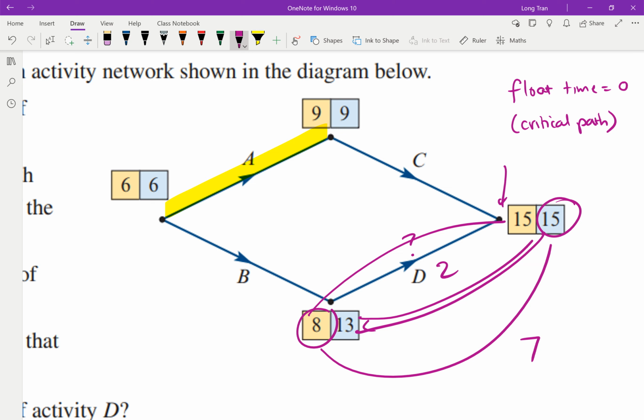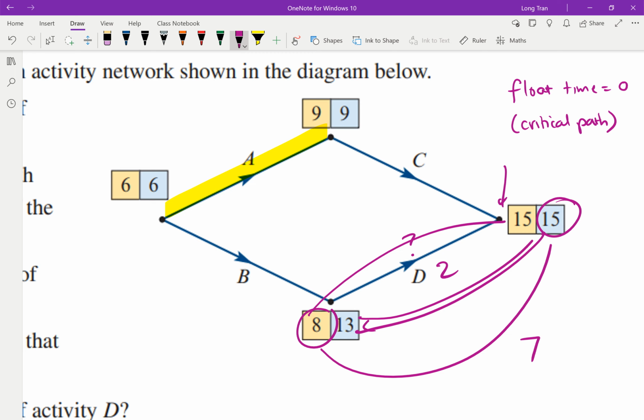So this is what you're doing in this activity here. You're working with ESTs, LSTs, critical pathways, float time. That's what it's about. That's what makes this interesting, or at least hard. As the networks get bigger, for you to work out duration, earliest starting time, and latest starting time, that's what makes it tricky.